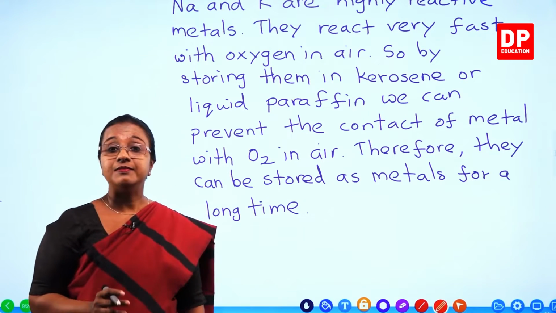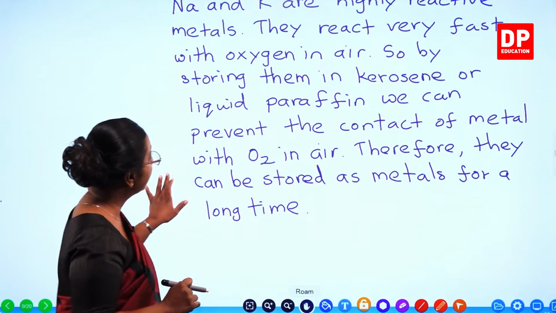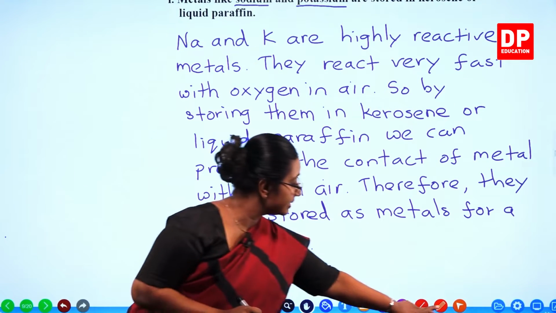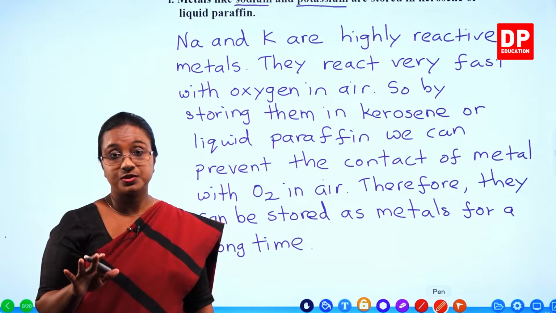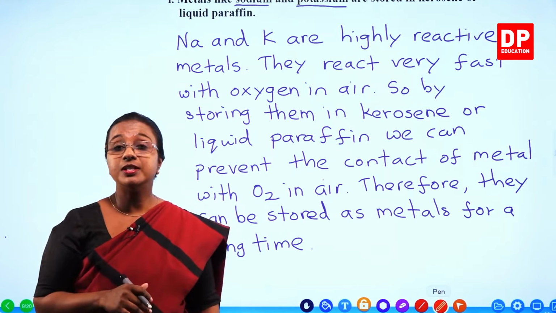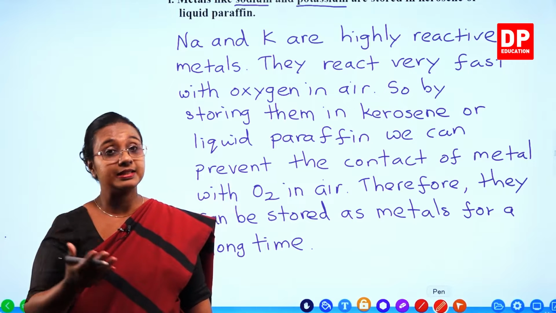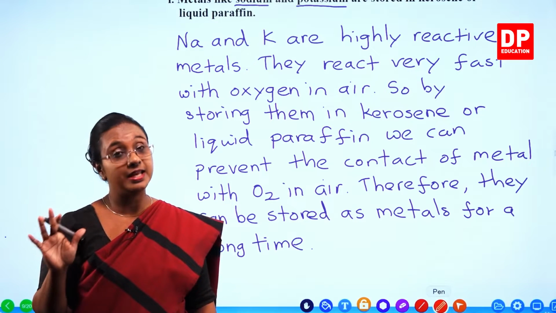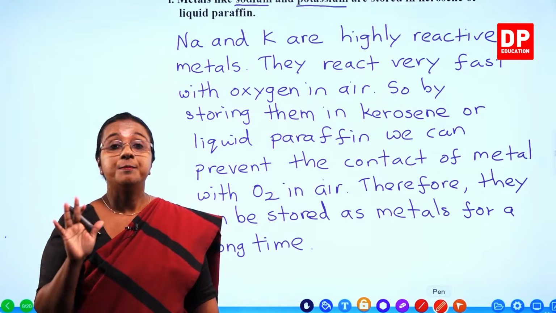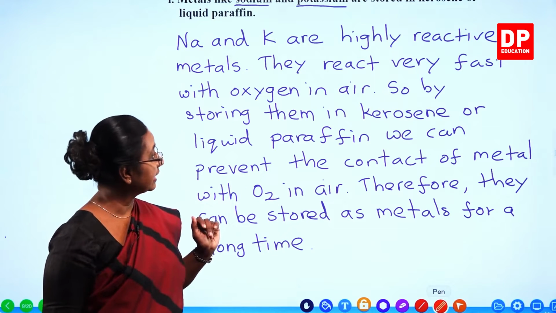You all are familiar with that also, students. These metals are not available as metals in nature. They are only there as compounds. Sodium is usually found in the form of sodium chloride. Like that, even potassium, we only get compounds in nature, not the metal, because of their high reactivity.